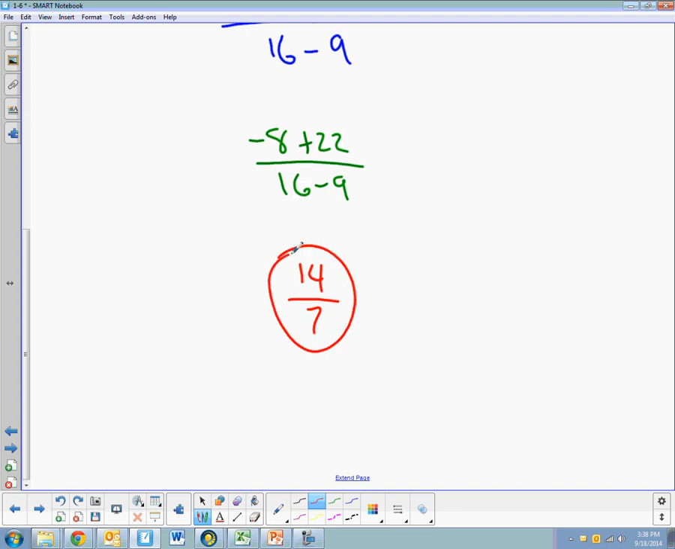We've got 14 sevenths. Now, don't circle it. Sorry, erase it if you circled it over. That's not the final answer. 14 sevenths is a fraction. However, remember, a fraction bar is the same as division. Division is the same as a fraction. So 14 sevenths, that's 14 divided by 7, which is 2. 2 is the final answer.